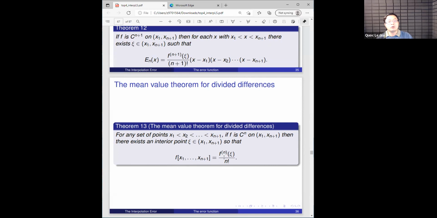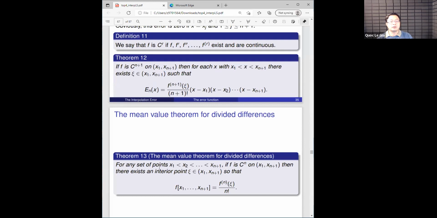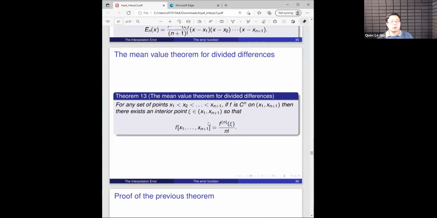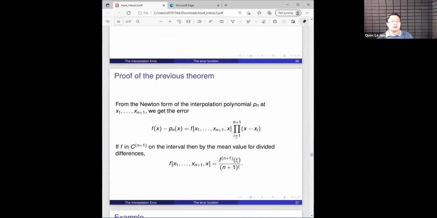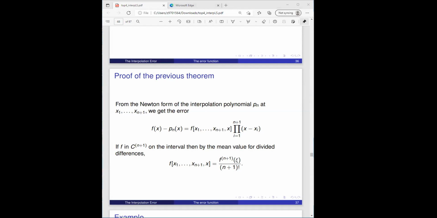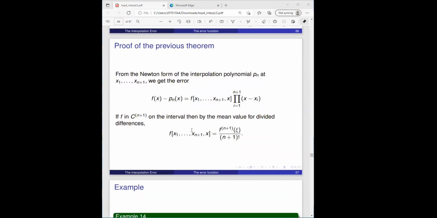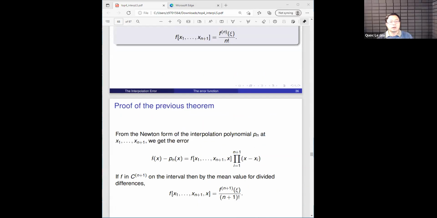This theorem will be used to prove the main theorem. Theorem 13 will be used to prove theorem 12. So now, how do we prove that? There are 2 steps. The first step is we have to get the error between f of x and P_n of x.